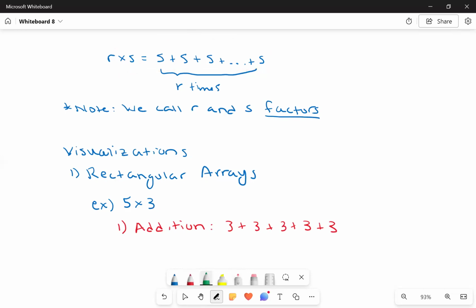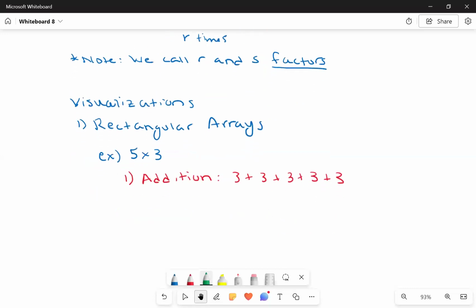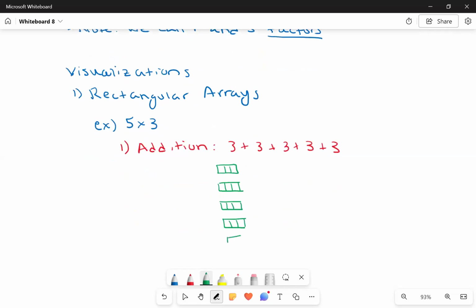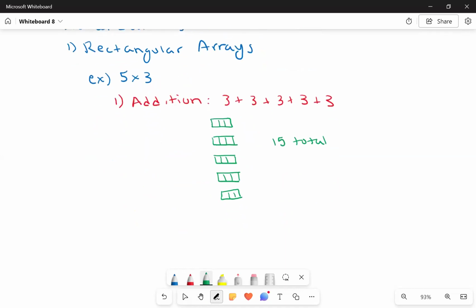If I'm thinking of this repeated addition, then I'm taking the number 3 and adding it 3 times. I'm sorry, 5 times. One more. All right, so I have a total of 15, if I count up all the little squares. But there's a nice way of thinking about this, and that's using the multiplication approach.